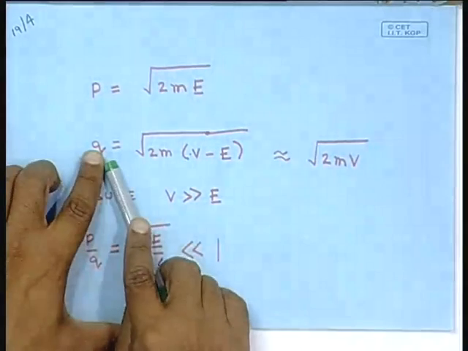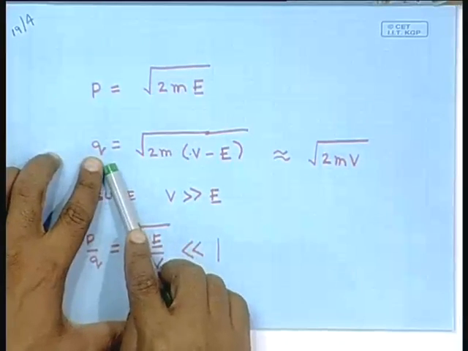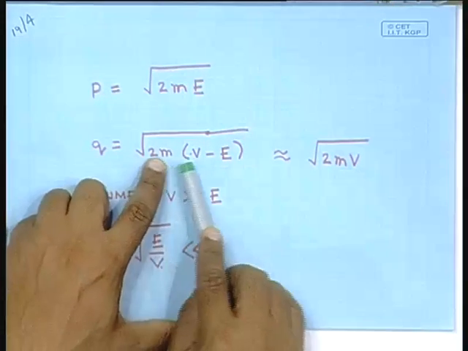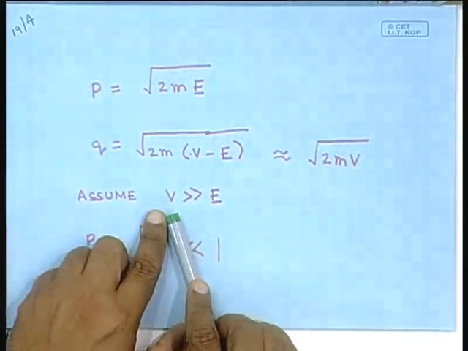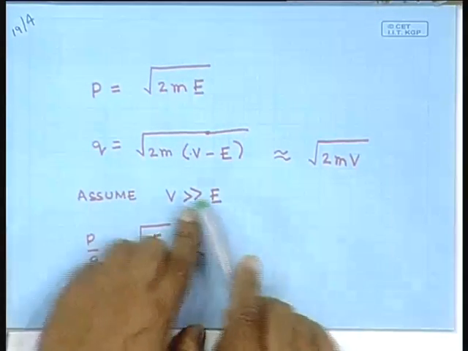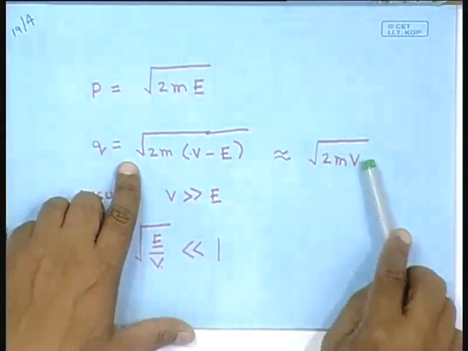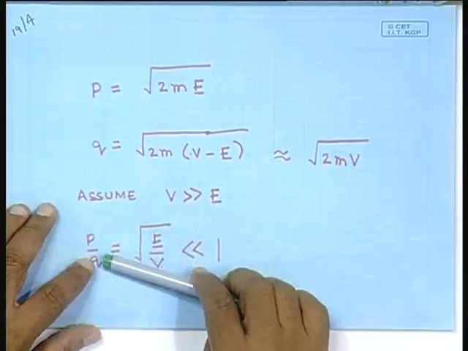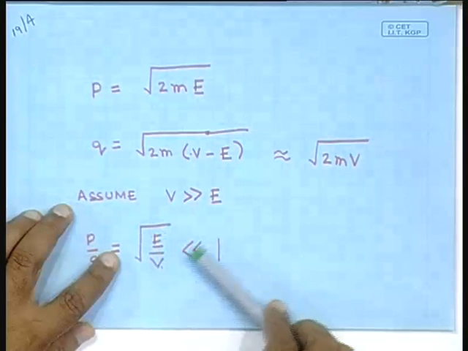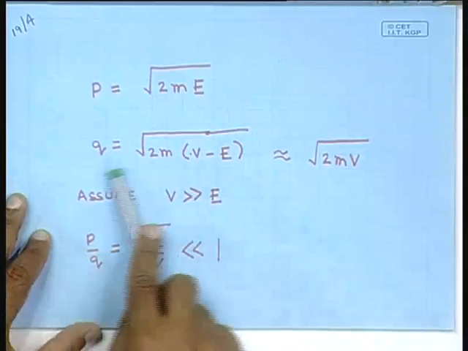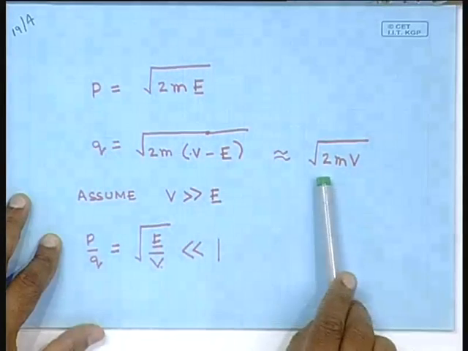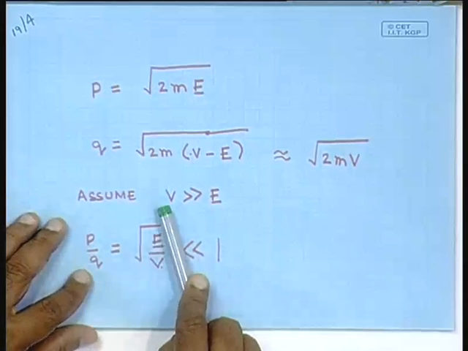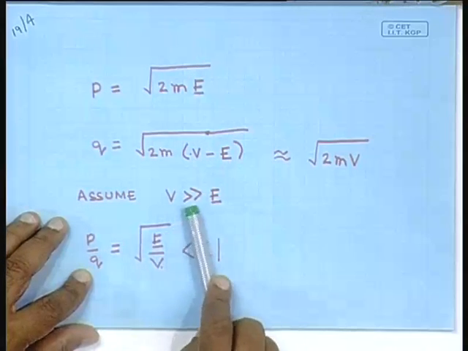So, q is what decides the nature of the wave function inside the potential barrier, and q is defined to be the square root of 2m(V minus E). If you assume that the potential is much greater than the energy, this is approximately equal to the square root of 2mV. And further, the ratio p by q, which is the square root of E by V, is much smaller than 1. So, we are going to make this assumption that q is approximately the square root of 2mV, and p by q is much smaller than 1, because the potential is much higher than the energy.